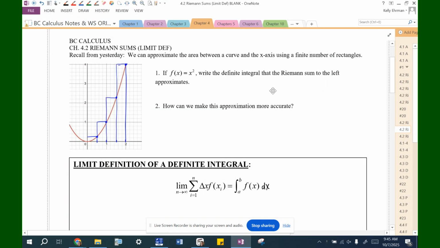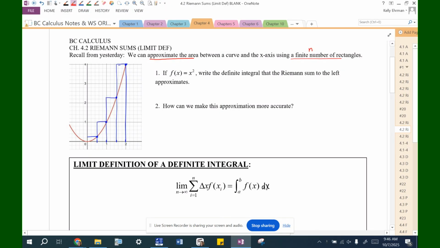All right, this is day 2 of Riemann sums, and we're going to look at a more formal limit definition for these Riemann sums. So, yesterday we talked about problems like this where we can approximate the area between a curve and the x-axis using a finite number of rectangles.